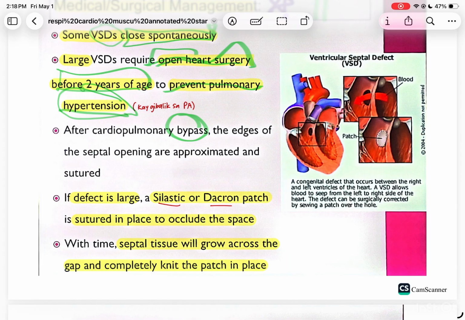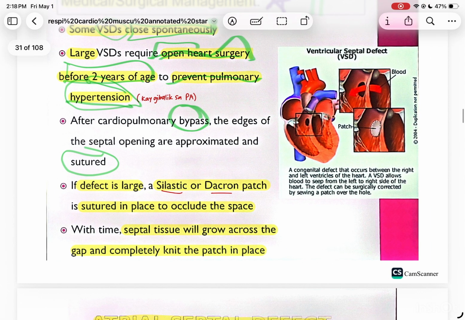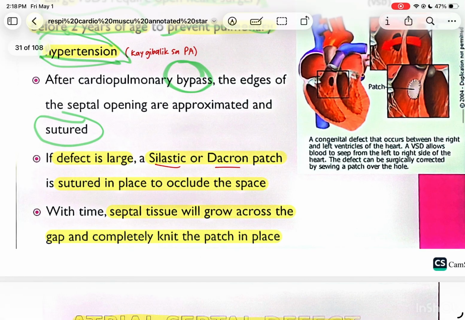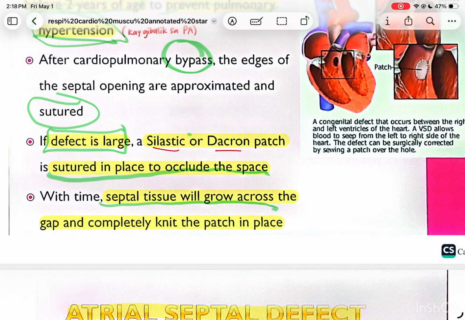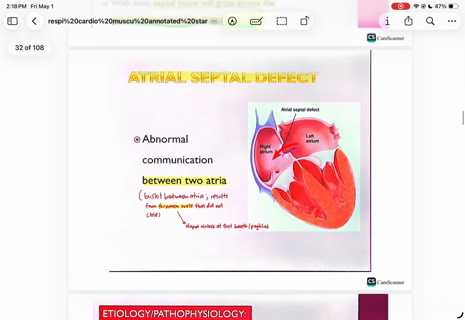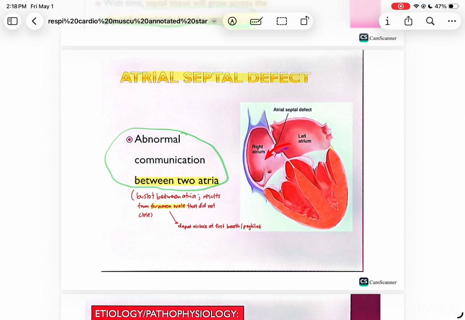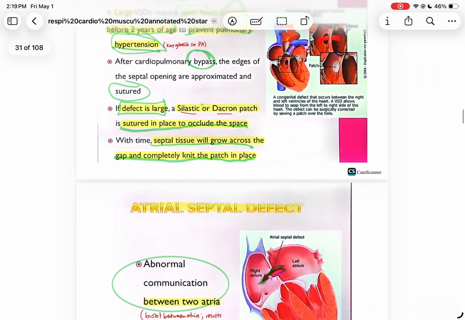So, diri pod sa ventricular septal defect, kay open heart surgery should be done before 2 years of age to prevent pulmonary hypertension. Kay gibalik sa pulmonary artery. So, after cardiopulmonary bypass, the edges of the septal opening are approximated and sutured. So, if the defect is large, elastic or Dacron patch is sutured in place to occlude the space. So, with time, septal tissue will grow across the gap and completely knit the patch in place.